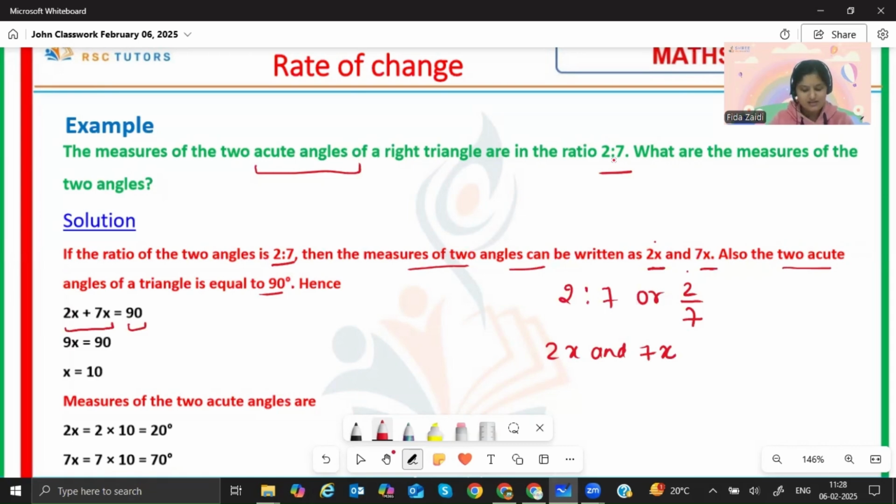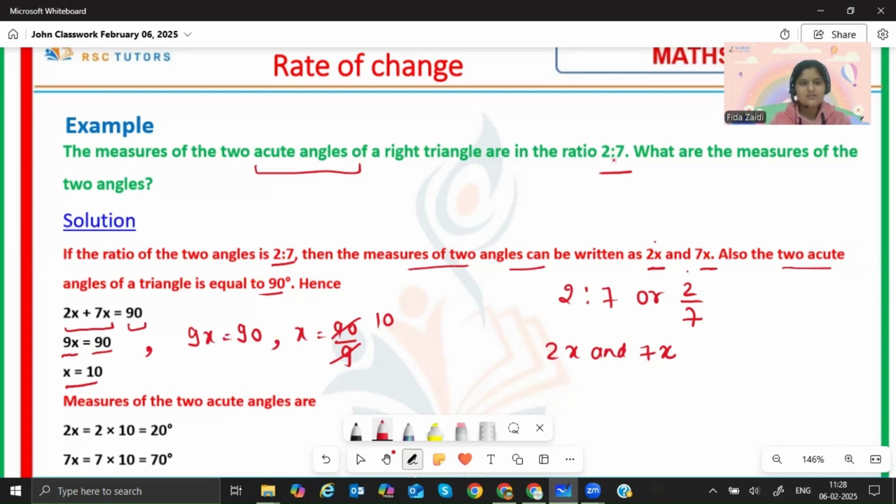7x plus 2x is equal to 9x, and 9x is equal to 90. Then when you divide, you can write x is equal to 90 by 9, and you can cancel: 90 divided by 9 is 10. So the value of x is equal to 10.